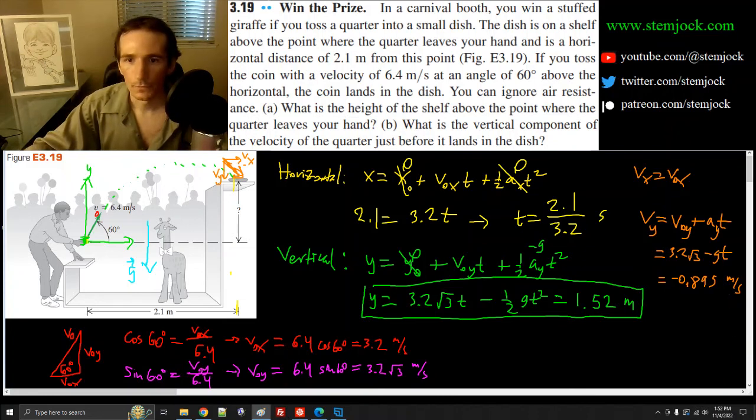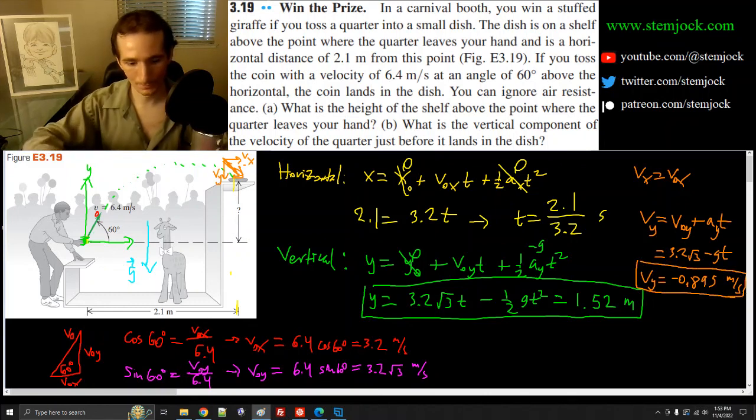And yeah, that's what the question is asking for. Vertical component of the velocity of the quarter, right? Yeah, right. So this here is our final answer for part B. On to the next problem. See you then.